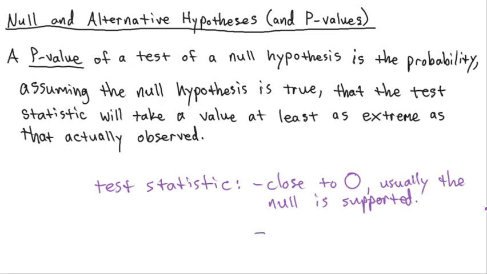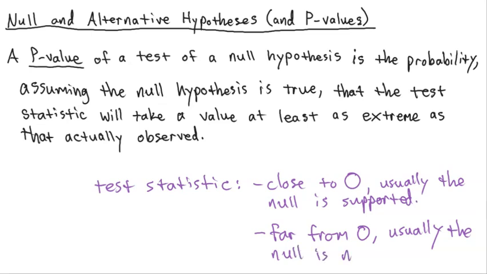But if the test statistic is far from 0, oftentimes like 4 or 5, now it may have to be more than that, but especially when you see a test statistic that's like 27 or 93, that's really far from 0. When the test statistic is far from 0, usually the null hypothesis is not supported. Usually the null is not supported. And so when that happens, we often say that we reject the null hypothesis.